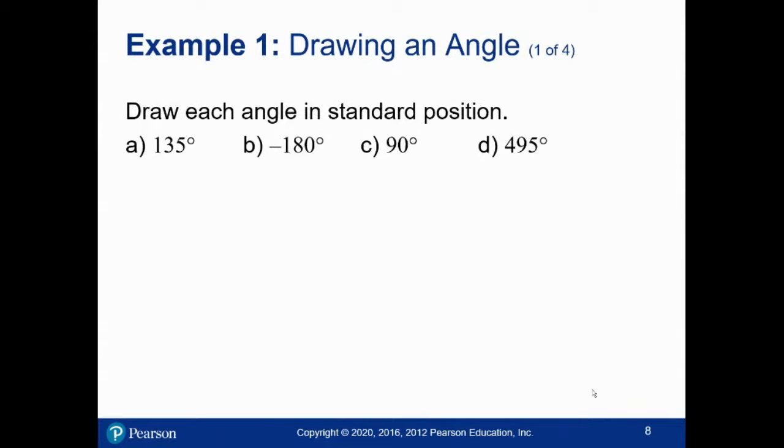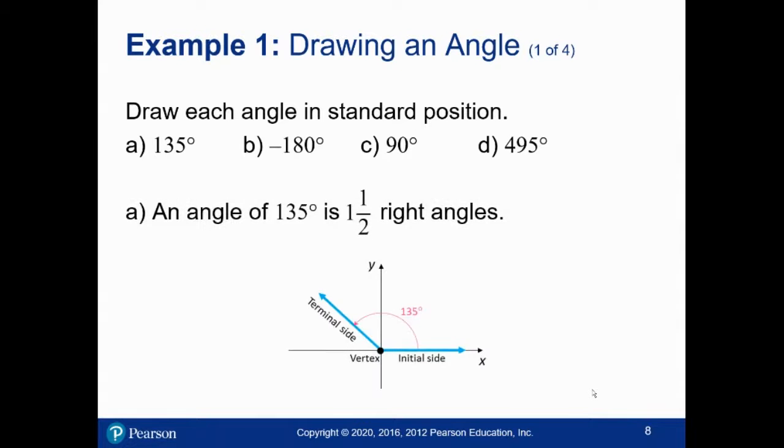So how would we draw each of the following angles in a standard position? So pause here, try to draw these, and then we'll go through and work through it. All right, hopefully you gave it a shot. So 135 is 90 plus 45, and 45 is half of 90. So we do a full right angle and then halfway to the next one, and that's 135 degrees.